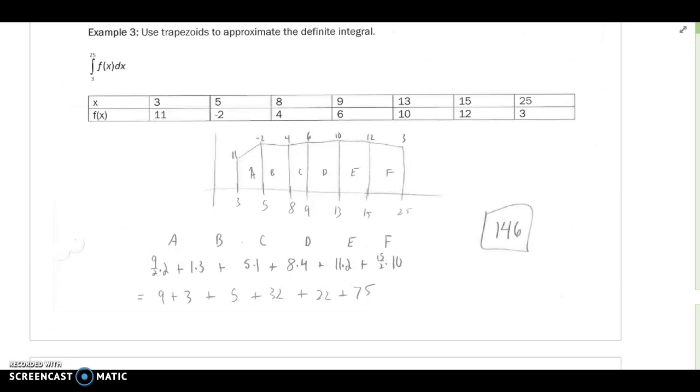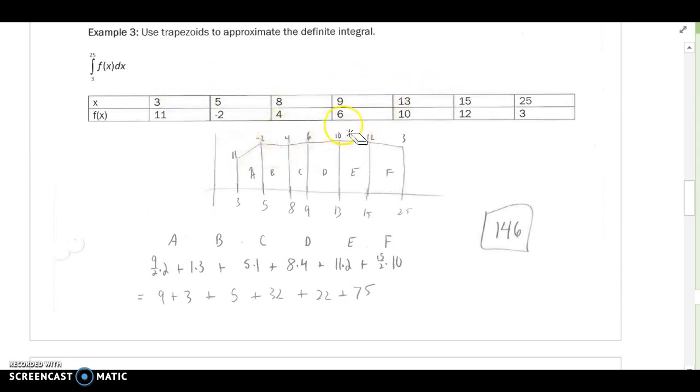The next example is using a function f of x, which we don't know exactly what it is, finding the area under the curve as best we can, so we're approximating it, from an x value of 3 to an x value of 25, given these f of x values. And one thing I notice is that these x values aren't spaced out evenly, so I'm not going to use a trapezoidal rule this time.